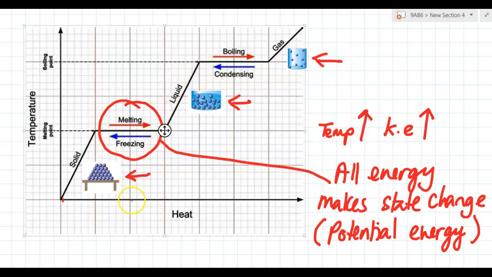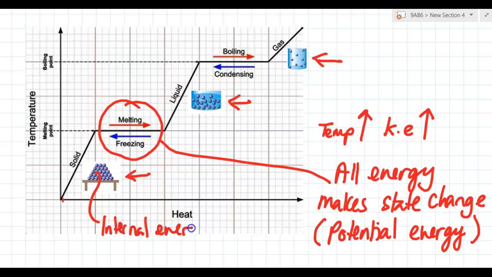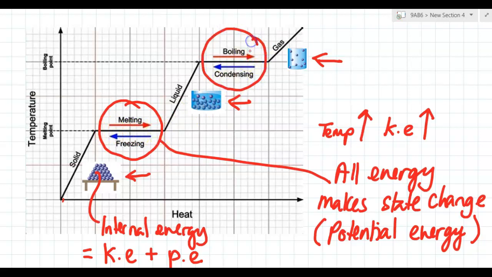We talk more about this in physics, but the total amount of energy of these particles, which we'd say is the internal energy, is equal to their kinetic energy, which is about their temperature, and their potential energy, which is to do with where they are relative to each other. So you can see you've got two characteristic flat sections on this graph where the state changes happen.